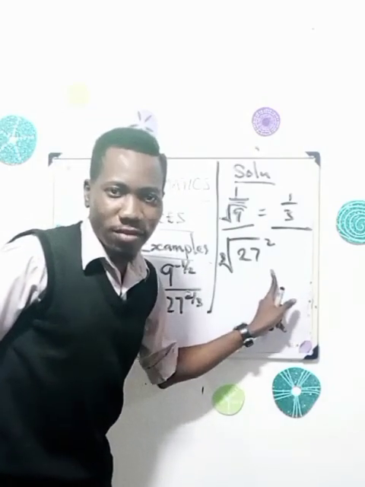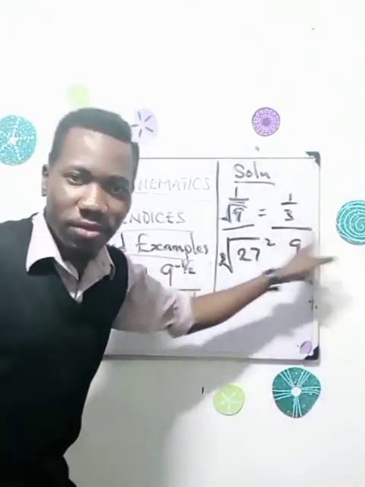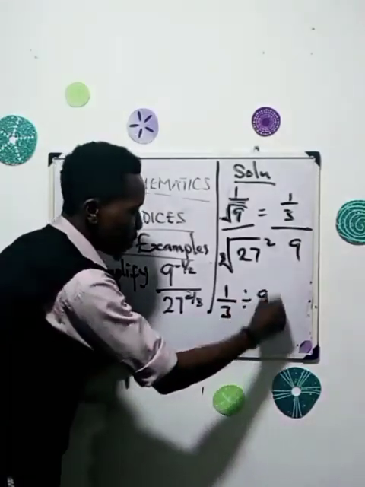Cube root of 27 is 3. 3 raised to the power of 2, that's 9. So we have 1 over 3 divided by 9. So let me write it out. 1 over 3 divided by 9.